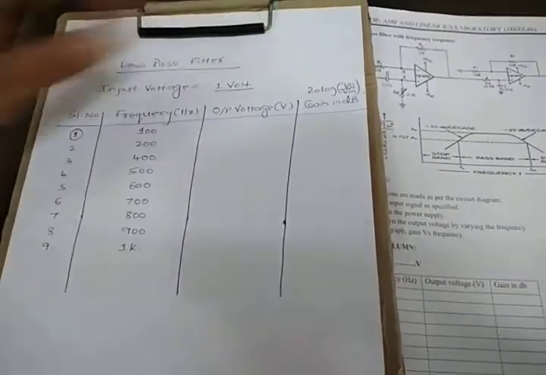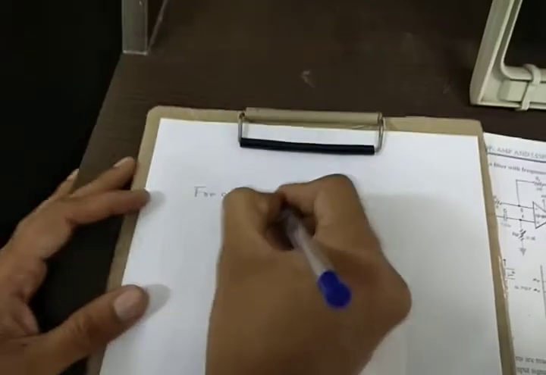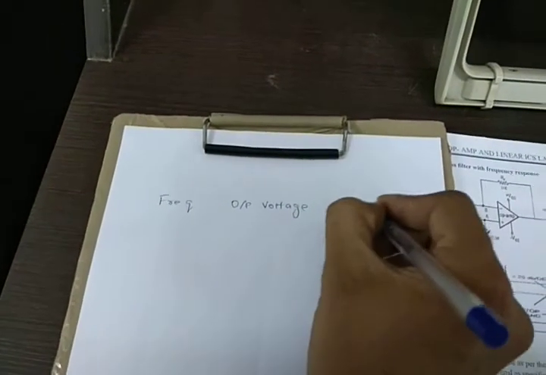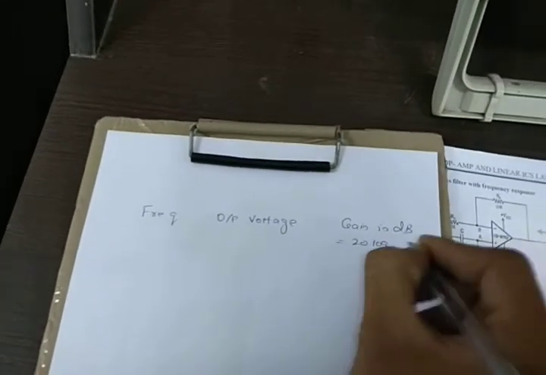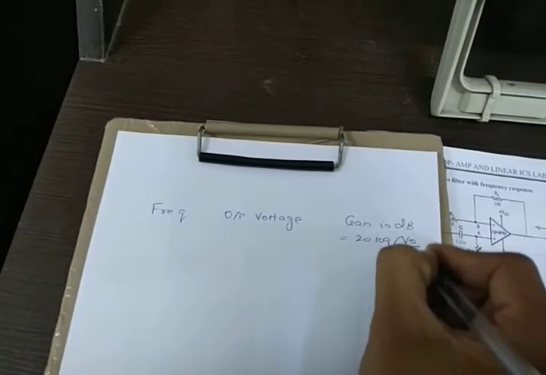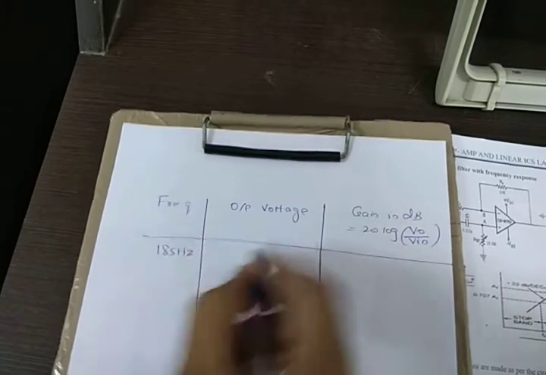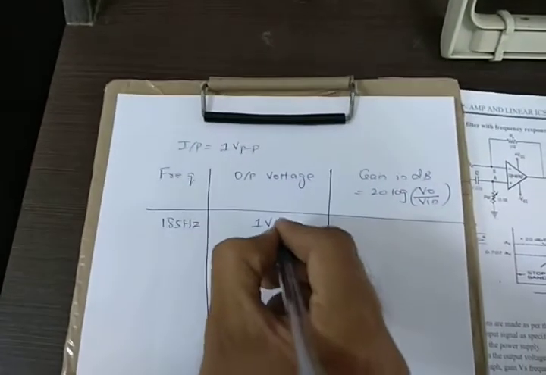So for frequency, then we have output voltage, then gain in dB, that is 20 log V0 by Vin. So let us make these three columns. So first for 185 Hz frequency, the input voltage is 1 volt peak to peak constant. So I am getting the output voltage also 1 volt peak to peak.